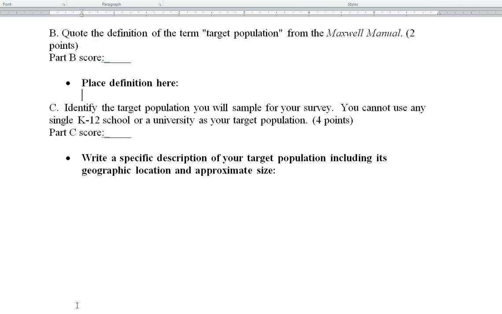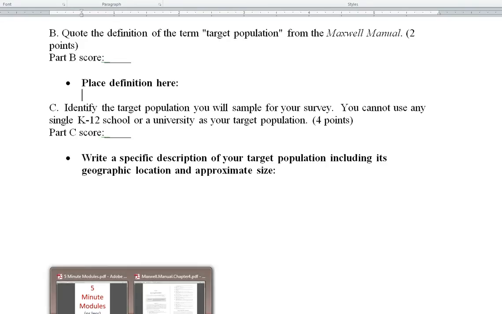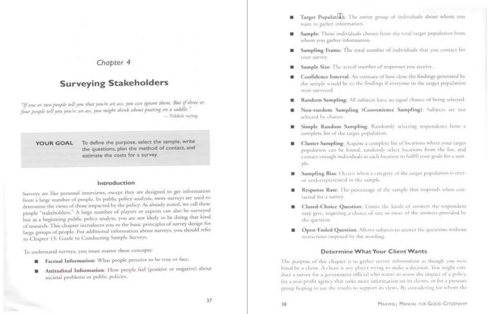The first one is just to find the definition from the Maxwell Manual of the term target population. Now this appears in two places in the Maxwell Manual, on page 38 and page 40. So let's take a look at the Maxwell Manual and just try to find it. The first place here on the top of page 38 is in the bulleted target population, and it says it's the entire group of individuals about whom you want to gather information.